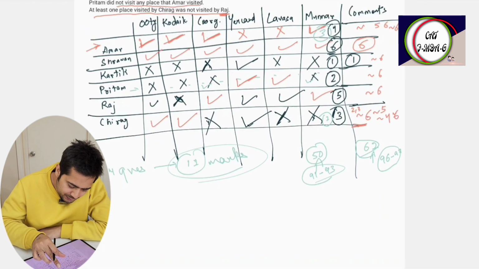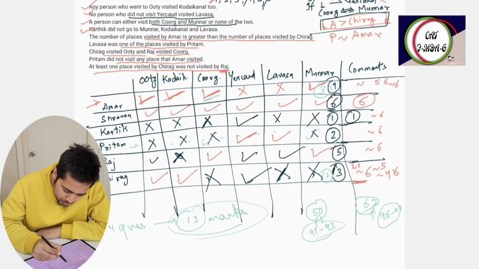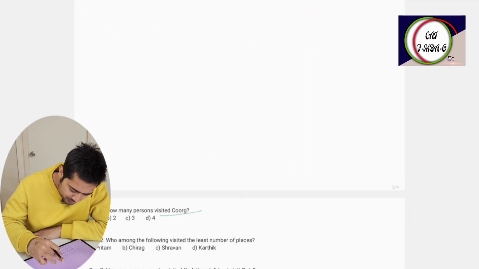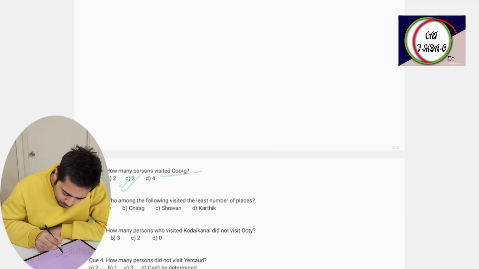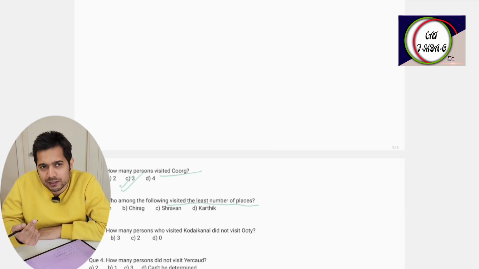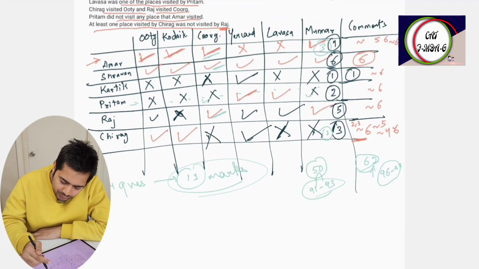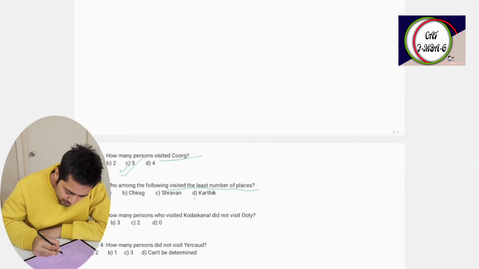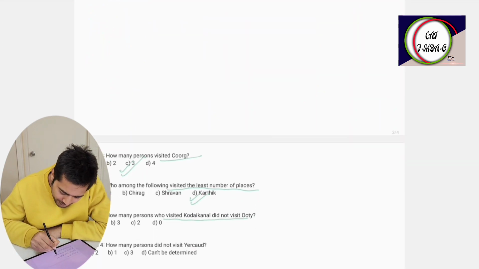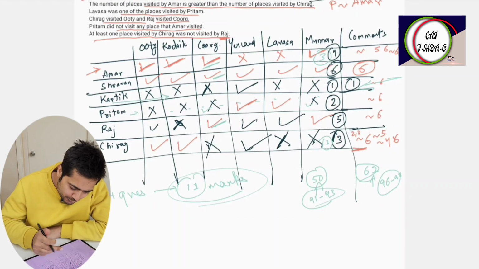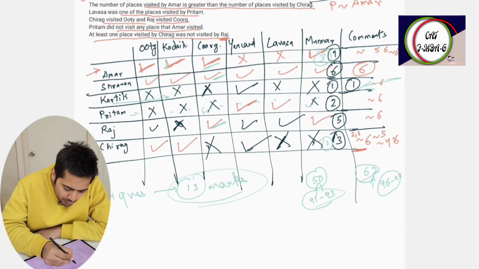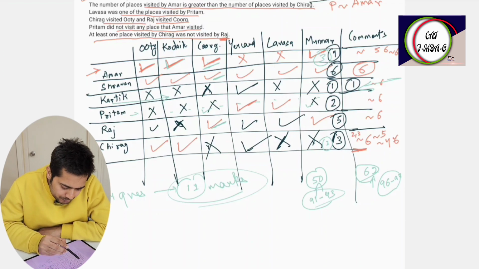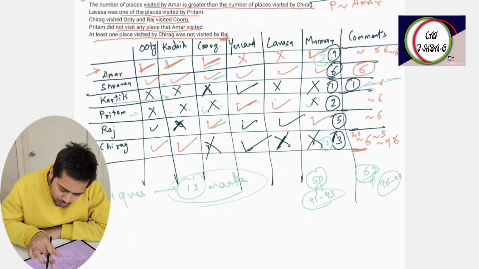How many persons visited Coorg? So Coorg, 1, 2, 3. 3 is the answer. Who among the following visited the least number of places? The least number of places was 1. Who visited 1? Karthik. How many persons who visited Kodaikanal did not visit Ooty? So let me see. Kodaikanal right, but Ooty wrong. Amar is not there. Shravan is not there. Kodaikanal, but Ooty is wrong.